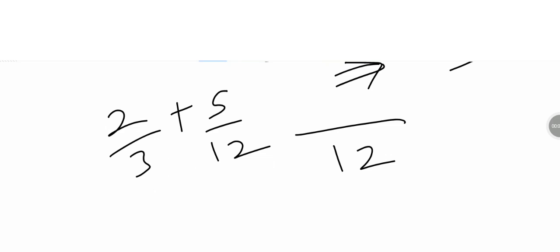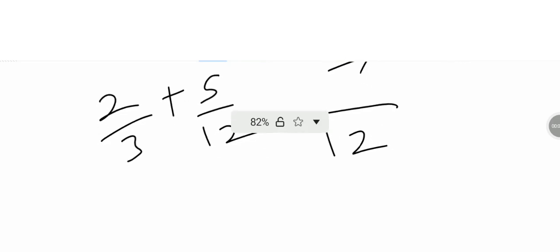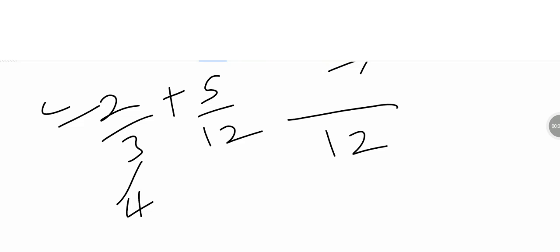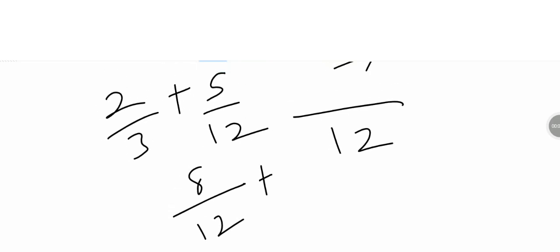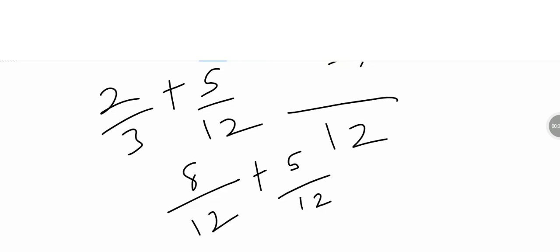So what will you times by 3? That will give you 12. That's 4. So use 4 to multiply this one. Use 4 to multiply this one. So if you do that, you're going to get 4 times 2 will give you 8. 4 times 3 will give you 12 plus, then just rewrite this 5 over 12 here. Then all you have to do is addition, like the first method.